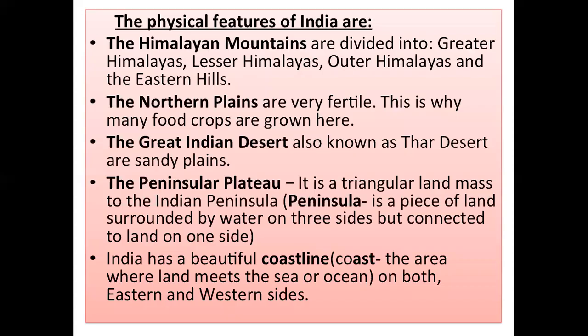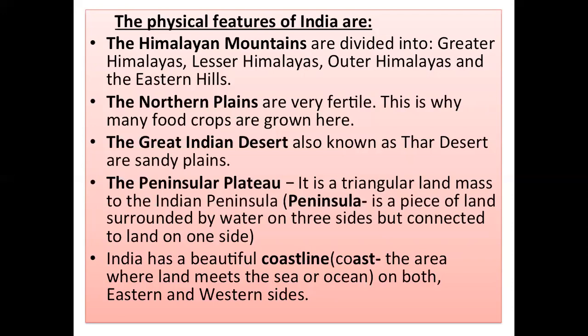Now let's do a quick recap of what we have done so far, children. The Himalayan mountains are divided into Greater Himalayas, Lesser Himalayas, Outer Himalayas, and the Eastern Hills. The northern plains are very fertile. This is why many food crops are grown here. The Great Indian Desert, also known as the Thar Desert, is sandy plains. The Peninsula Plateau is the triangular landmass of the Indian Peninsula.